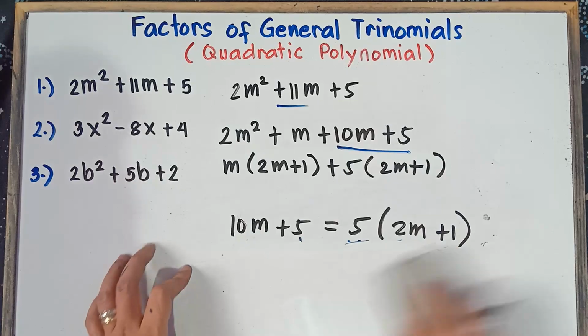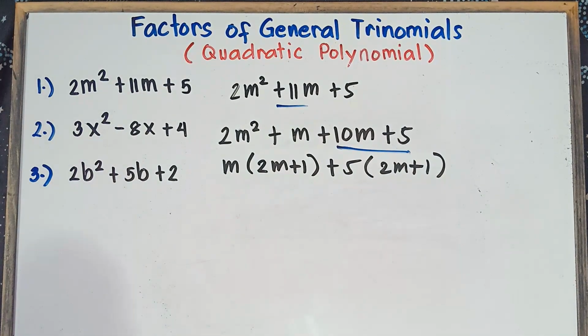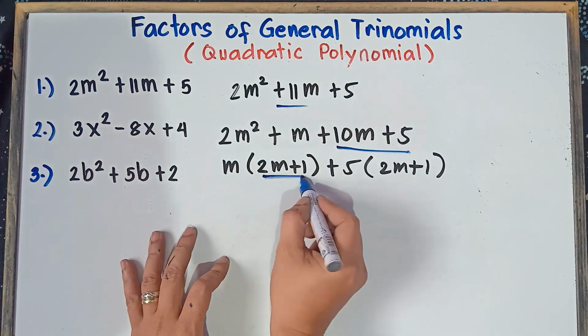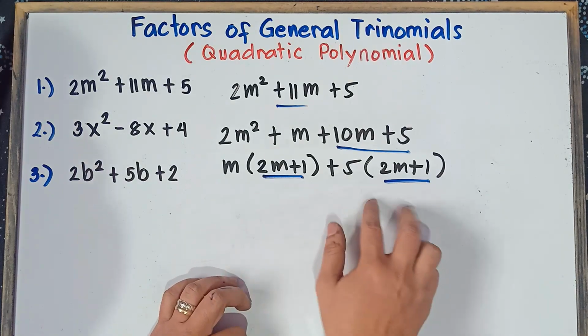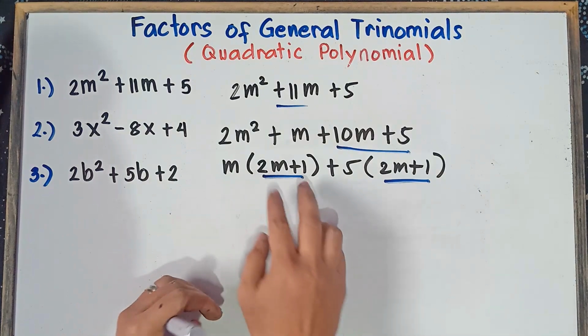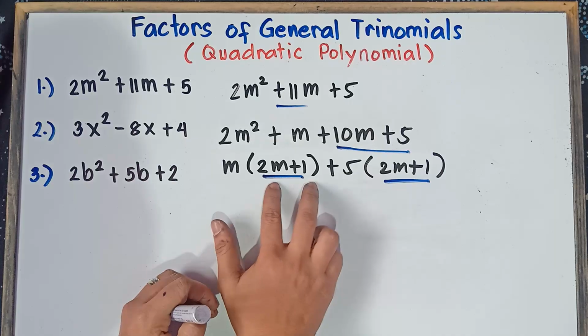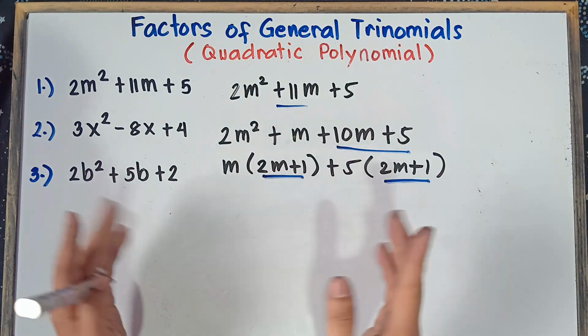Almost done, class. Now, if you are given an example like this, class, where you have two factors that are the same, 2m plus 1 and 2m plus 1, we can simply write this as 1. Once again, class, if you have two factors that are the same, 2m plus 1 and 2m plus 1, counted as 1, you can just simply write this as 1.